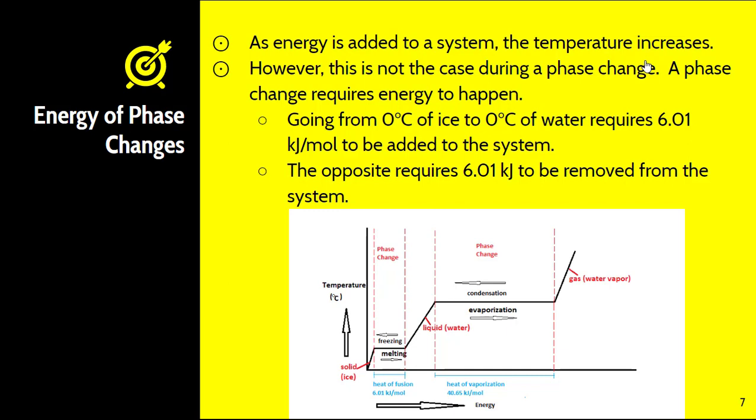So going from 0 degrees Celsius of ice to 0 degrees Celsius of water does require 6.01 kilojoules per mole to be added to the system. Now the opposite requires 6.01 kilojoules to be removed from the system. Remember that this is added to the system because this process is endothermic, right? It takes energy to break those bonds. We look at the opposite process of freezing. That requires 6.01 kilojoules to be removed from the system, and therefore is an exothermic process. So keep in mind that phase changes do require energy to happen. Even though the temperature does not increase, energy is added or removed from the system.